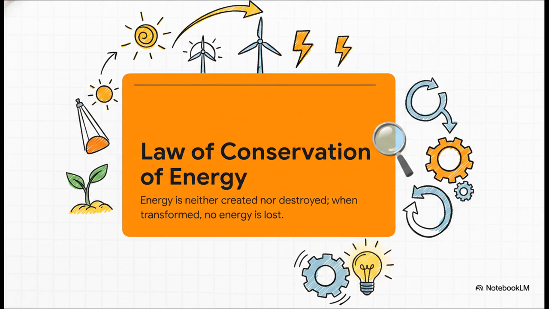So, what's the big takeaway here? It's the law of conservation of energy. Energy is neither created nor destroyed. When it transforms, absolutely nothing is lost. Which actually answers our hook question from the very beginning. Will the universe ever run out of energy? No way. The total amount of energy in the universe is completely conserved. It never changes. It just continuously changes forms, wearing different costumes, forever.